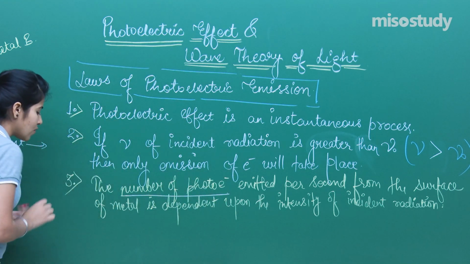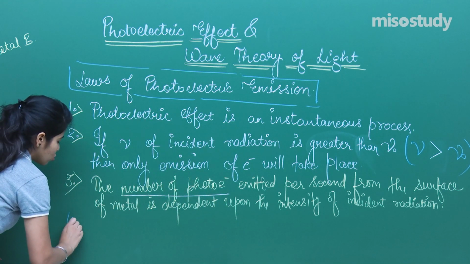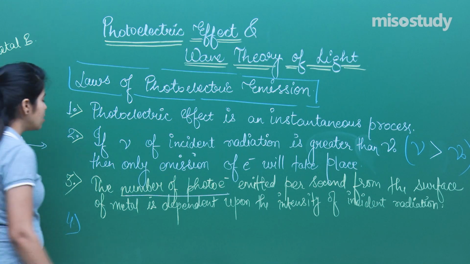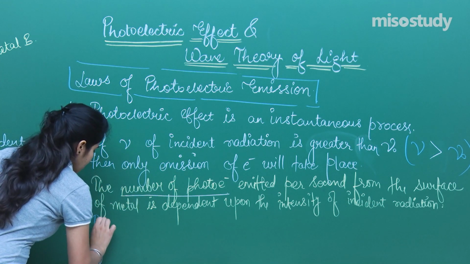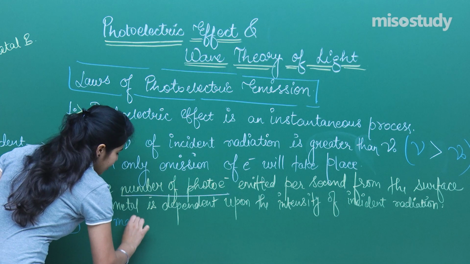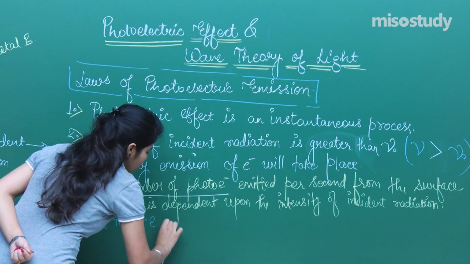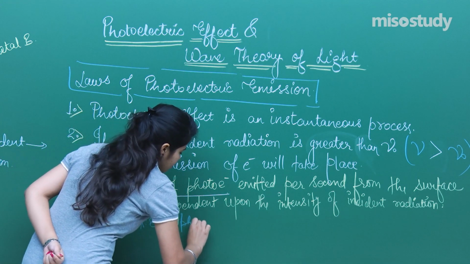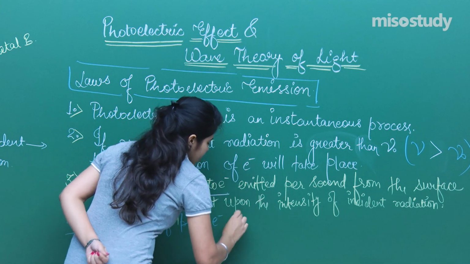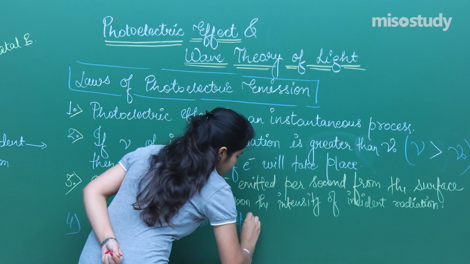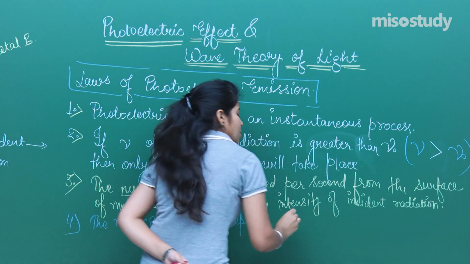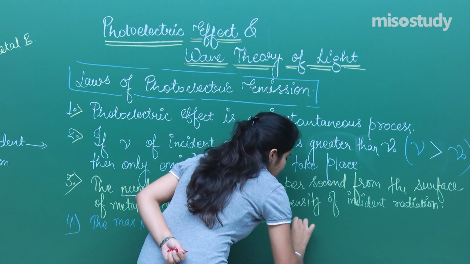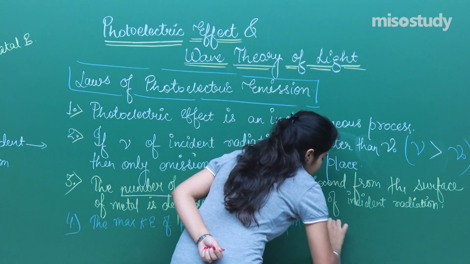So, can I write over here? Will it be visible to you if I write over here? So, the maximum kinetic energy of the photoelectrons depends upon the frequency of incident radiation.